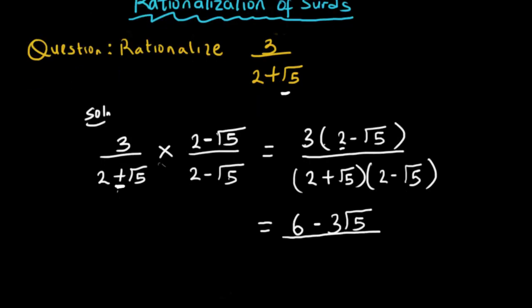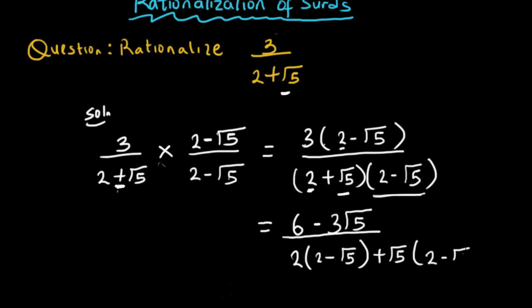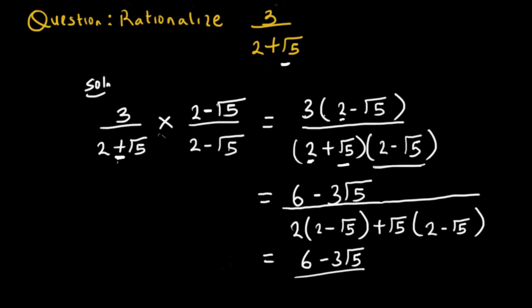Now to make things easier, I'm going to expand the denominator. So I'll be having 2 into brackets, everything here, 2 minus root 5. Then we are going to take the second one, plus root 5, into brackets, everything here, 2 minus root 5. Do you understand? So we are going to be having equals 6 minus 3 root 5 all over. Let's open the bracket now.